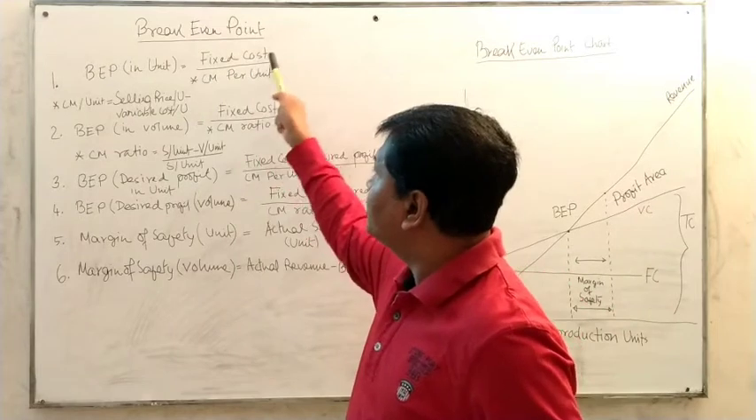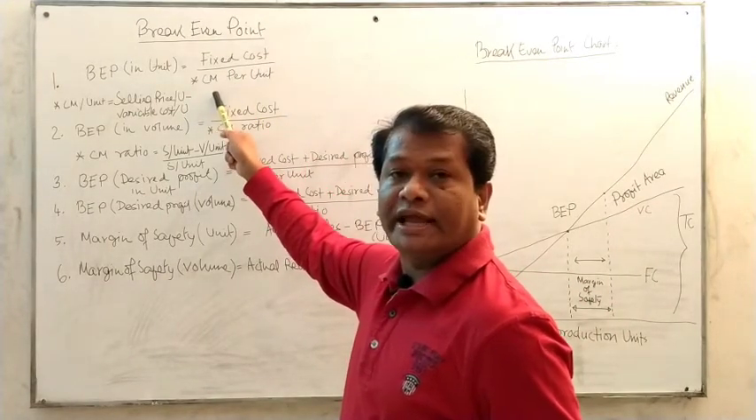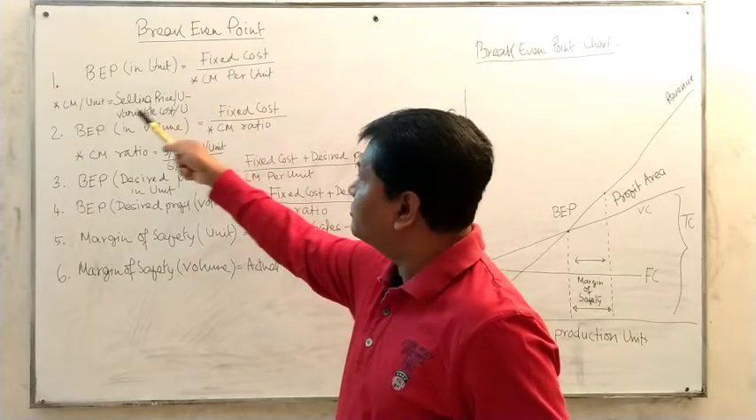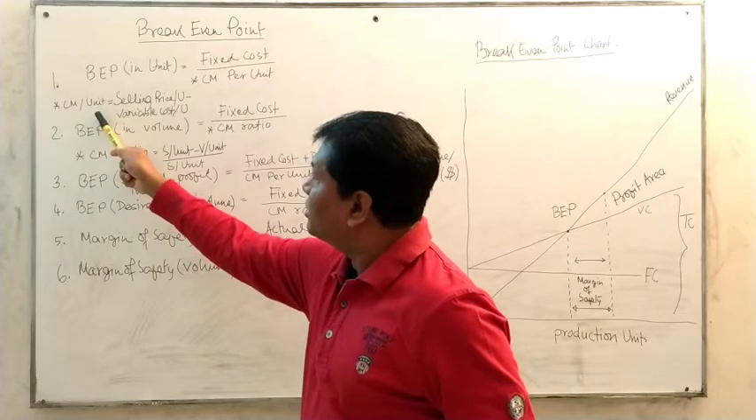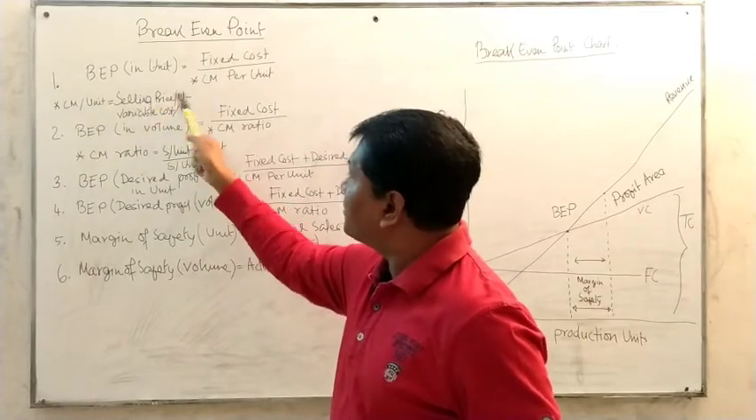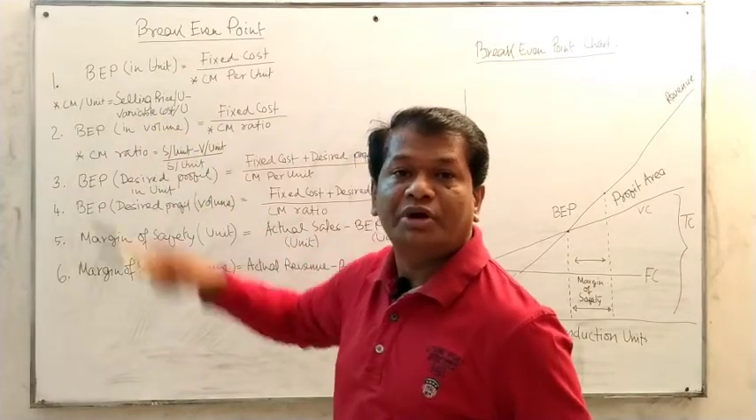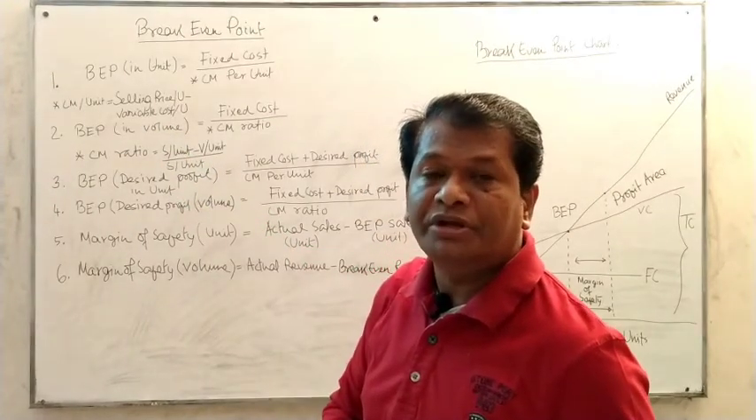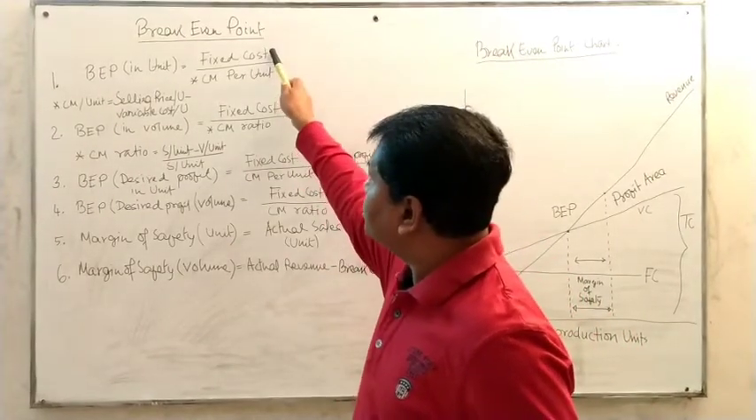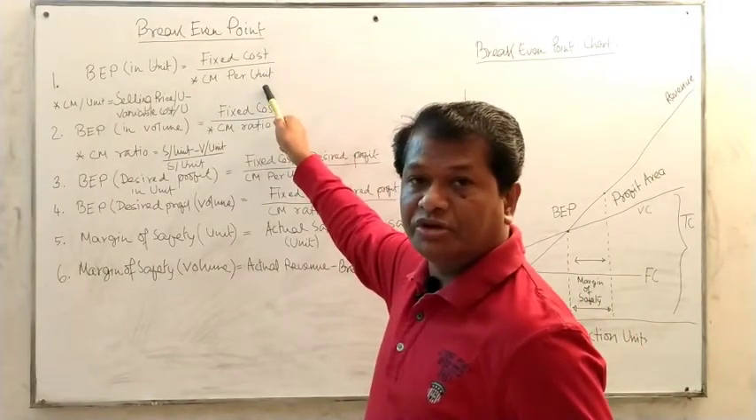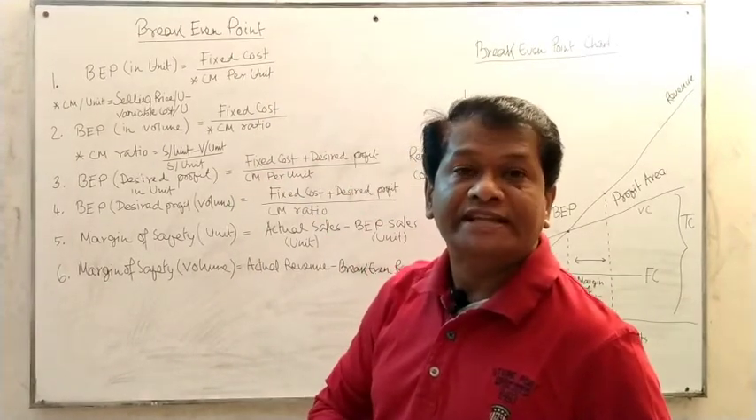So the formula is fixed cost divided by contribution margin per unit. How can you calculate the contribution margin per unit? Here you see the asterisk mark. CM per unit means selling price per unit minus variable cost per unit. Selling price per unit minus variable cost per unit is the contribution per unit. So fixed cost divided by contribution margin per unit, then you get the break-even sales in units.